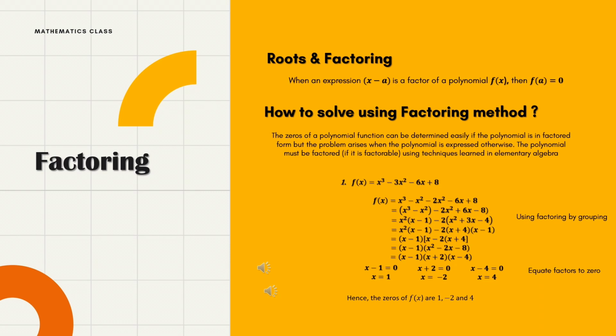How to solve using the factoring method? The zeros of a polynomial function can be determined easily if the polynomial is in factored form, but the problem arises when the polynomial is expressed otherwise. The polynomial must be factored. From the solution, we know that we need to factorize the equation by grouping. Lastly, we need to equate the factors to 0. Hence, the zeros of f(x) are 1, negative 2, and 4.